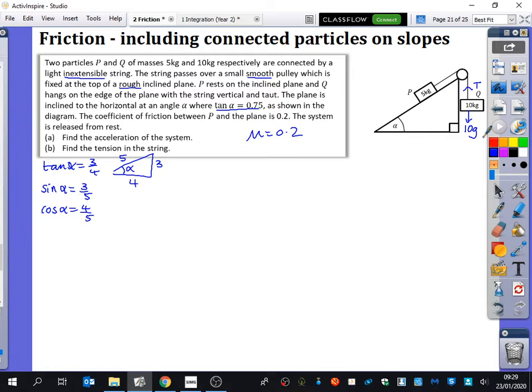Now if you imagine that you are the particle P and you're sat on the slope, what does it feel like if you've got this rope coming out of your chest up the slope? Yeah, it feels like the rope is trying to pull you up the slope, yeah? What else do you feel like if you're sat on that slope with a rope coming out your chest?